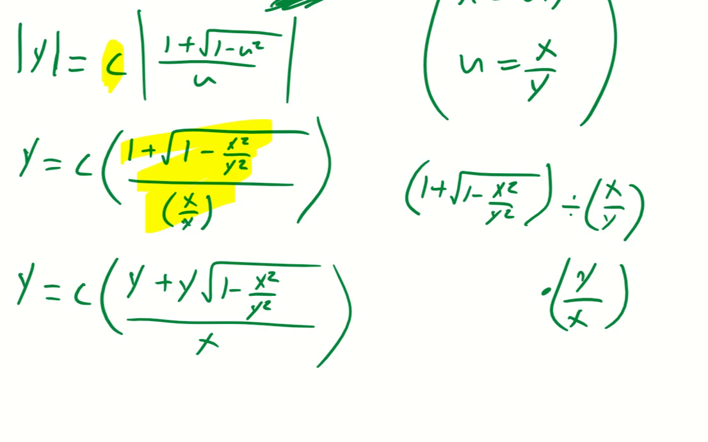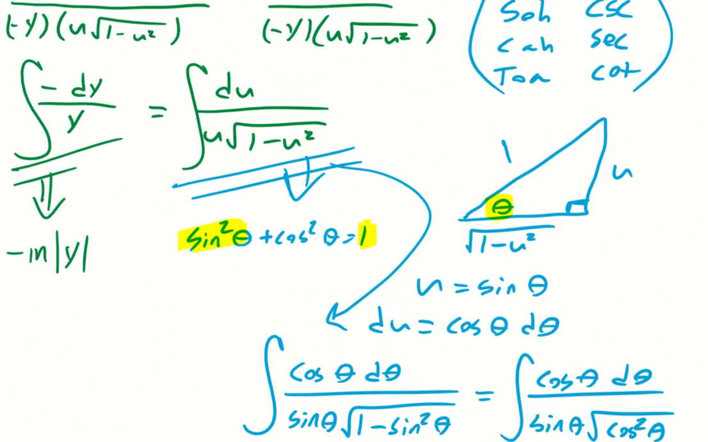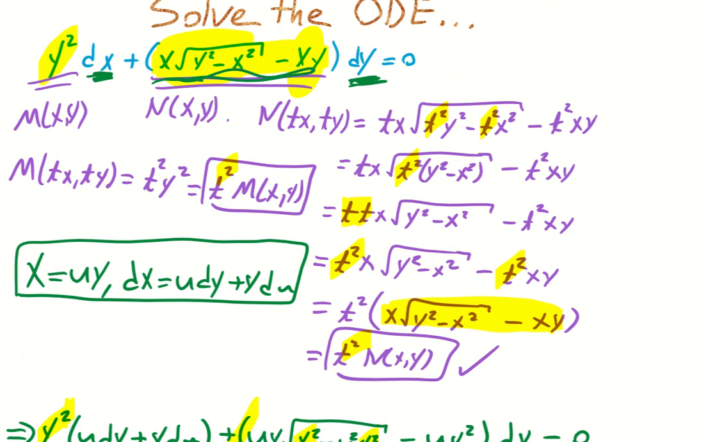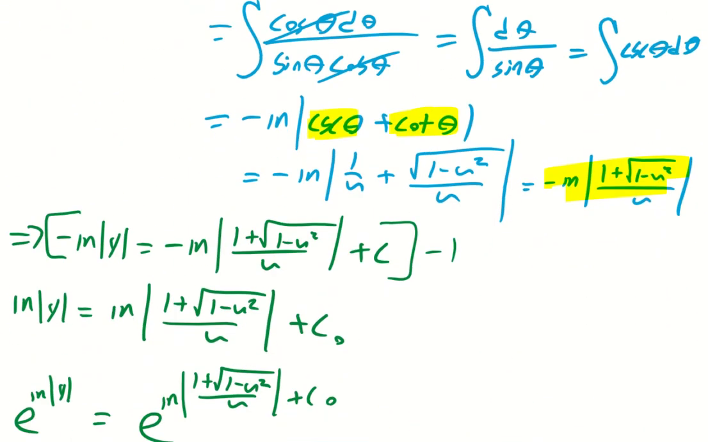This is not a horrible answer. However, we can make this look a little better. So here we have the square root of this quantity. But remember, we started out with this right here. We have the square root of the quantity y squared minus x squared. We can re-express that just doing a little bit of algebra.